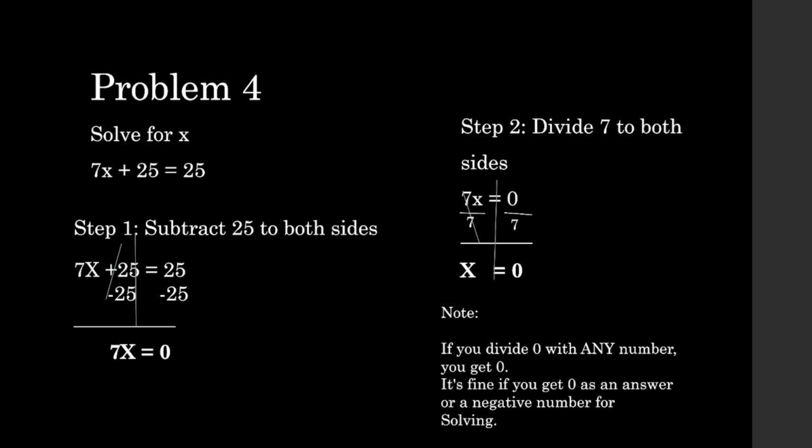That's also fine too. And you can also have numbers that are negative or even decimals in that. So you can basically have any answer as long as you follow these steps. So keep note that if you divide 0 with any number, you get 0. And like I said just now, it is fine if you get a 0 as an answer or a negative number for solving specifically. If you get a number that is 0 or negative or some sort of crazy number depending on the equation, that's fine, because as long as you get your answer and do the steps correctly, then that means you're on the right track.